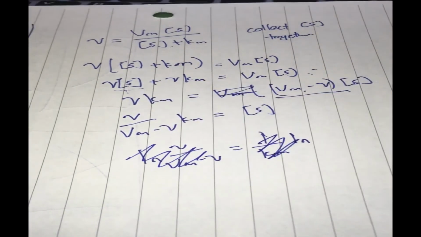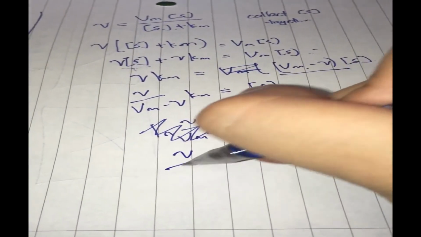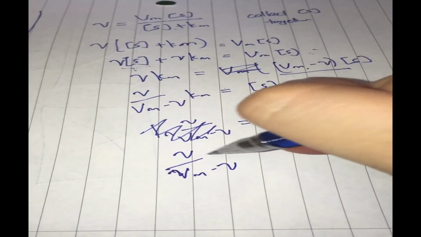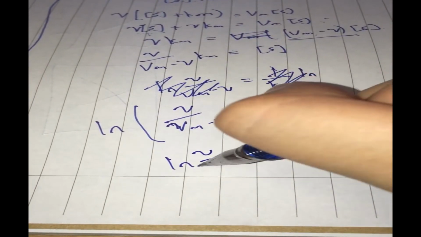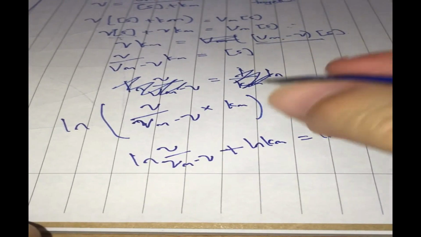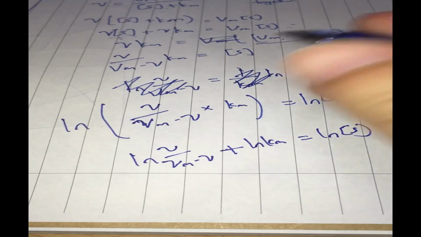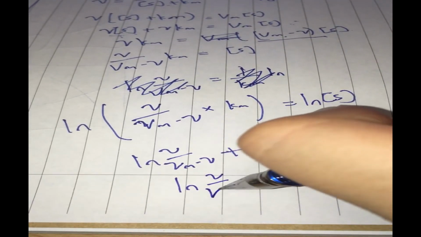Okay, now let's do it this way. So let's do it one step at a time. Ln of this times this. So we can take ln of both sides. You can take the logarithm of both sides. And so we have ln v over v plus ln of km equals ln of s. And then you can bring this to the right hand side, and you should see what we are able to plot pretty fairly quickly.